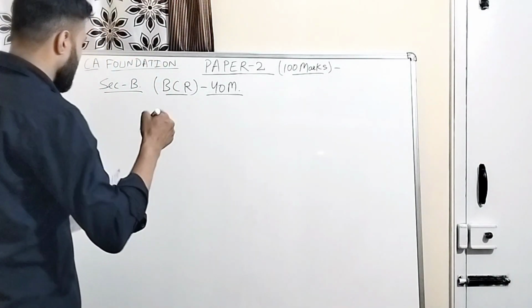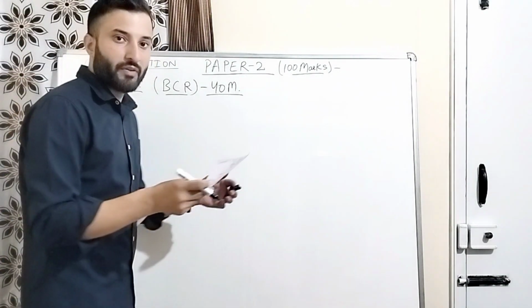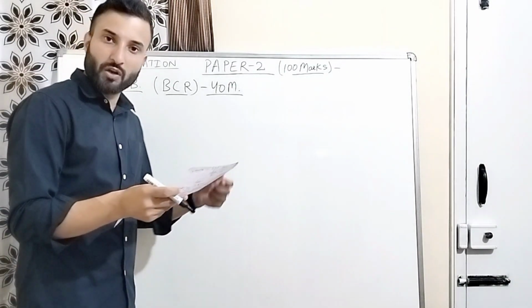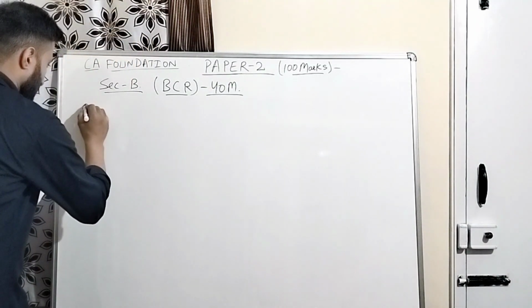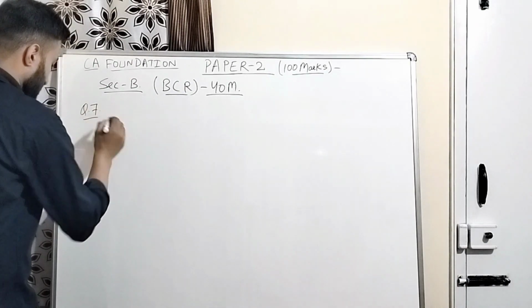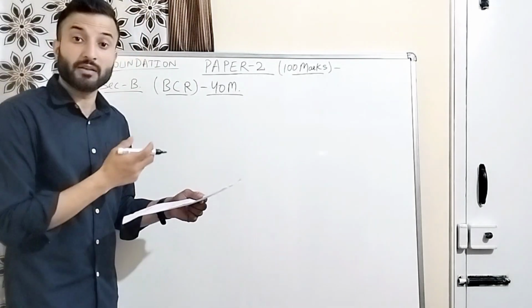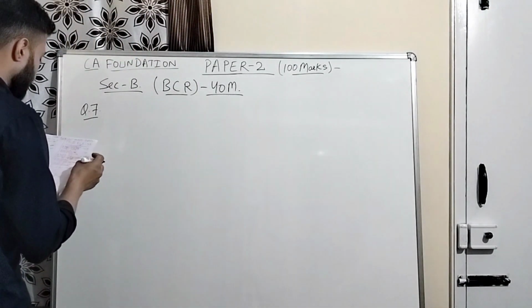First we will see question number 7, because question number 6 we have seen in section A. In section A we have seen question numbers 1, 2, 3, 4, 5, 6. Now we will see question number 7 in section B. Section B is question numbers 7, 8, 9, 10, 11.